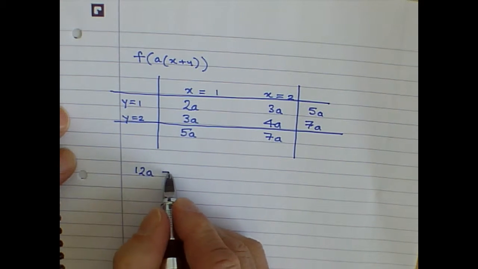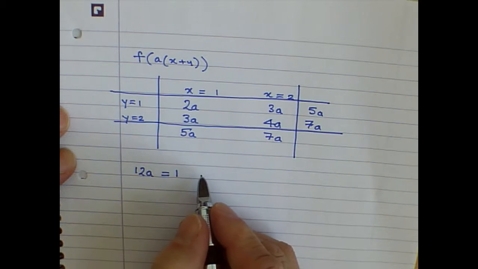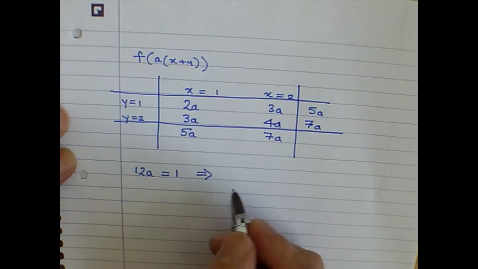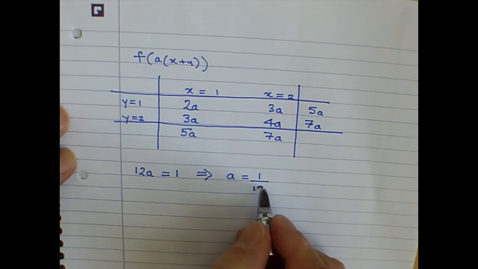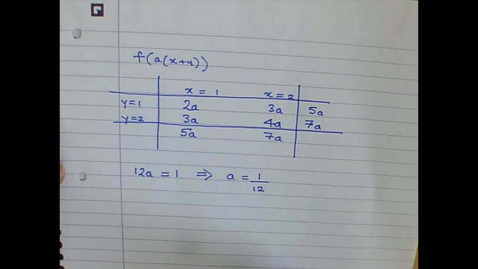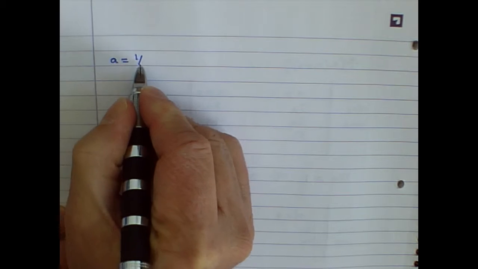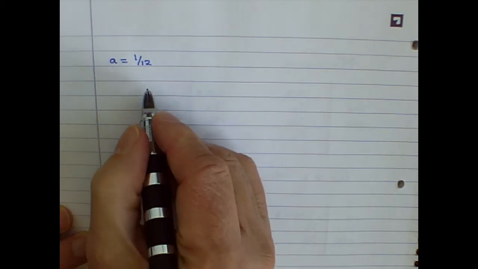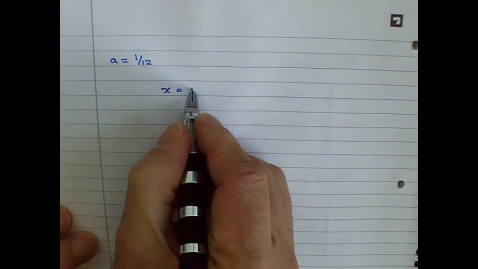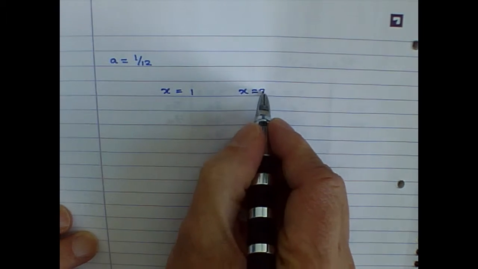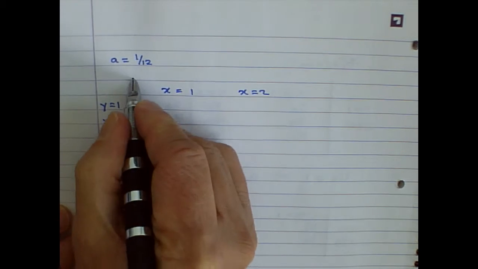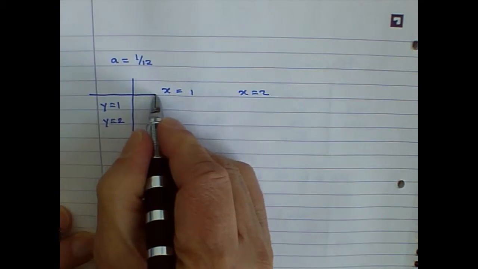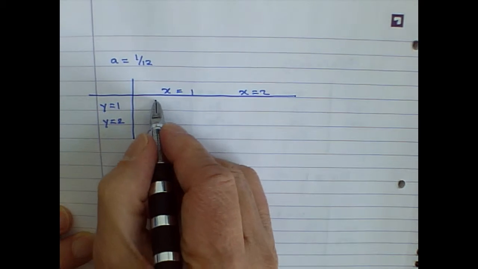So it follows that for this to be a valid probability distribution function, the total probability must be 1, or 12a must be 1, or a must be equal to 1 over 12. Next, we construct the probability distribution table using the value a equals 1 over 12. This is just a matter of putting in particular values.